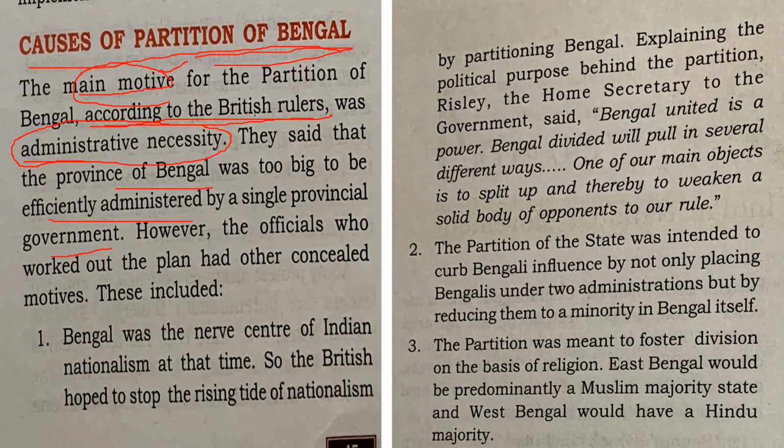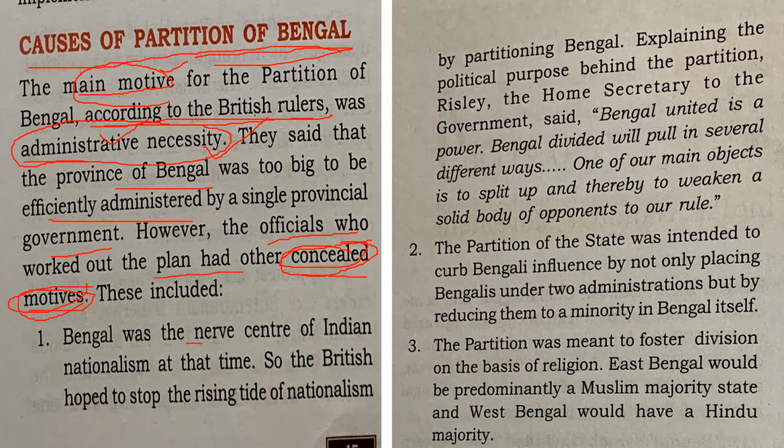So one Bengal was having its capital city at Calcutta and another Bengal was having its capital city at Dhaka. So these two parts they wanted to divide, based on administrative reasons. However, the officials who worked out the plan had concealed motives. That means the British hid some reasons for the partition of Bengal. They openly said that it was for administrative reasons, but there are some hidden reasons why they went for Bengal division. So let us see what they are.